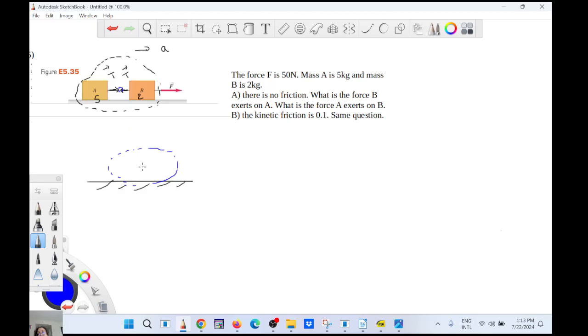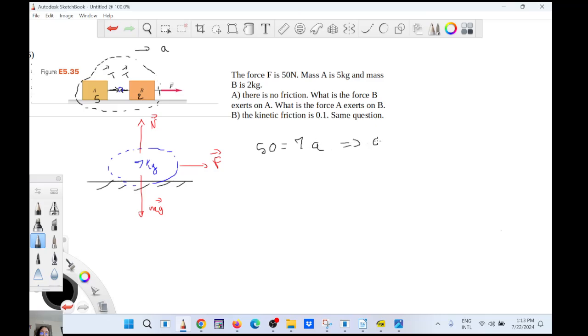Inside the bag, of course, you're going to have T to the right and T to the left, but it doesn't matter, they're going to cancel each other. Now your bag has a mass of 7 kilograms, and the force applied will be the pull here. Of course, it has a weight and a normal force. Now I can apply Newton's second law.